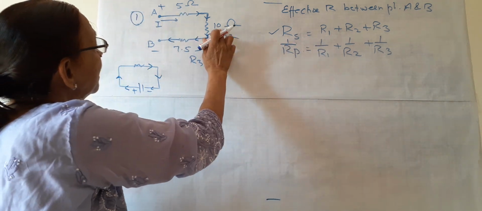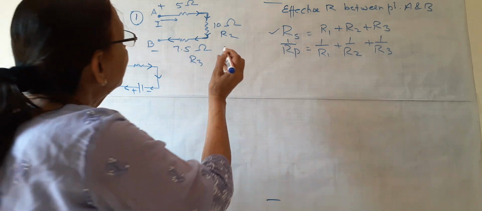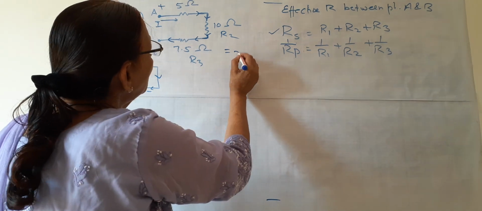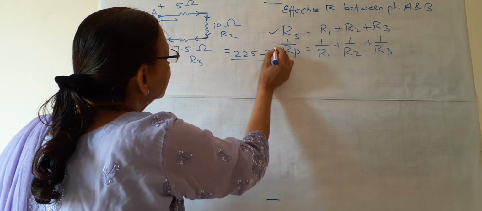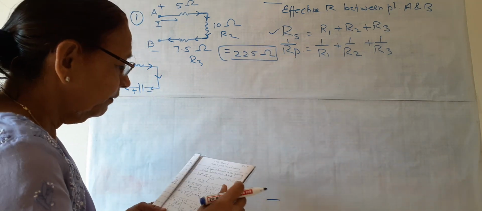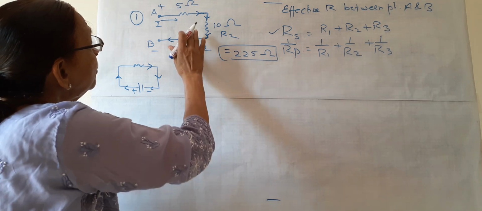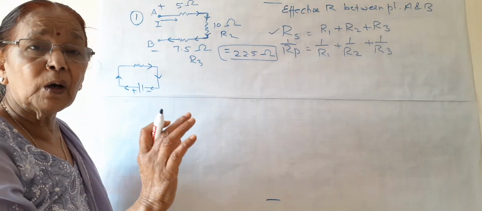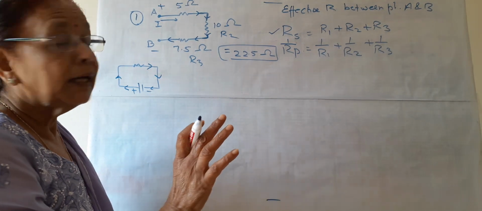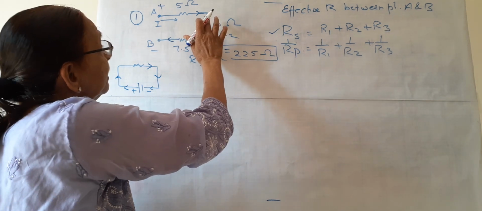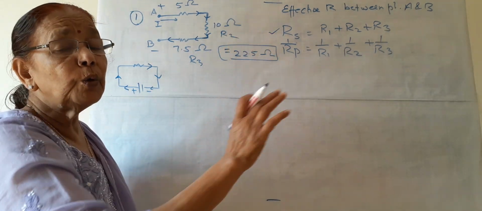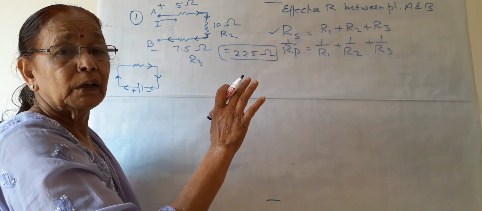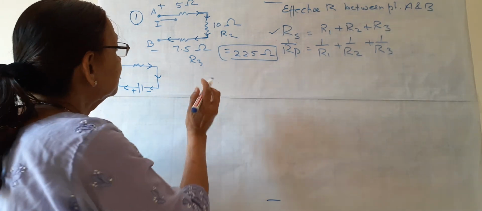In series, 5 plus 10 plus 7.5 is equal to how much? 22.5 ohm. So this is the answer. But first you should know whether it is a series or parallel combination. In parallel, the current finds more than one road to go. Do you understand? This is the first question.